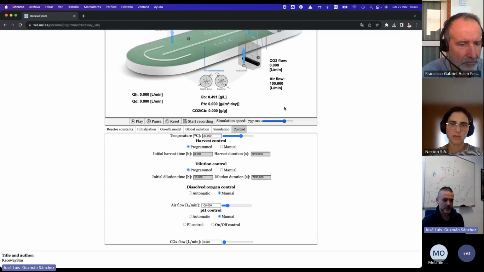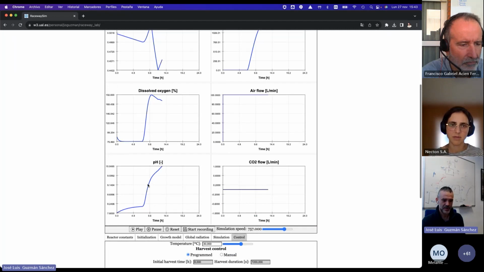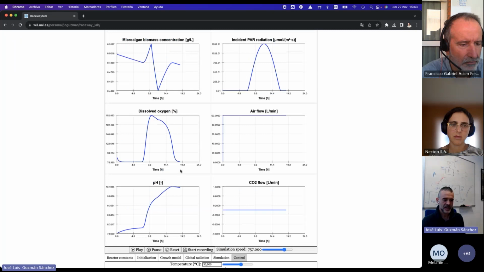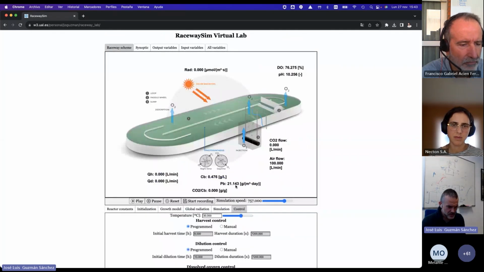If we take a look at the variables, you will see now that there's no control of the pH or dissolved oxygen, and we can get very high values in both cases. And because of that, I forgot to mention before, in the previous simulation we got almost 27 grams per square meter per day. And in this case, without control, it's reduced to 21. So you can see, in just one single day, the impact of having or not having control of two auxiliary variables, the pH and dissolved oxygen.